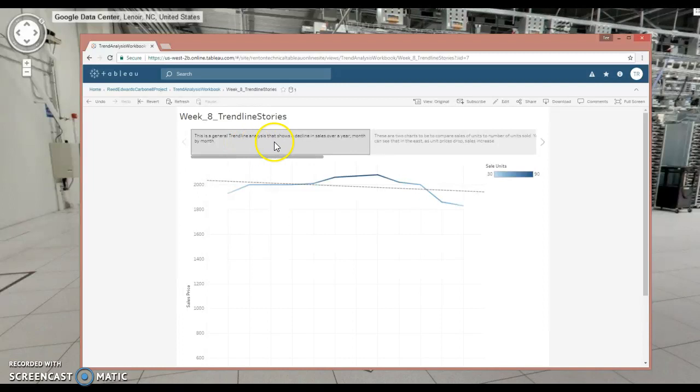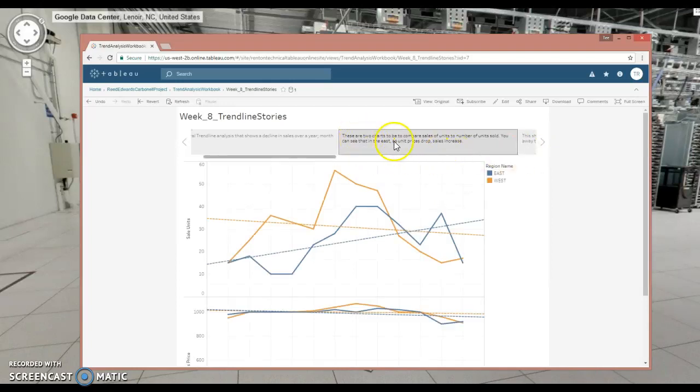This is a general trendline analysis that shows a decline of sales over 1 year, month by month. These are two charts to compare the sales of units to number of units sold. You can see that as unit prices drop, sales increase, which means as you lower the price, more people buy it, in layman's terms.